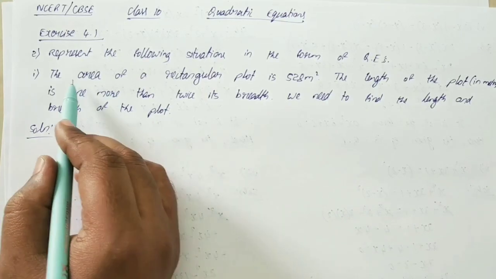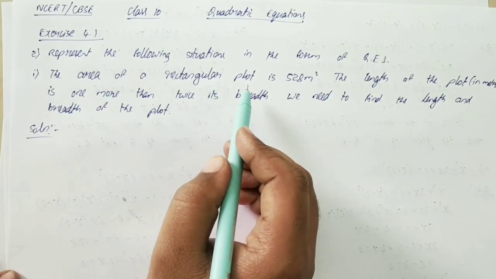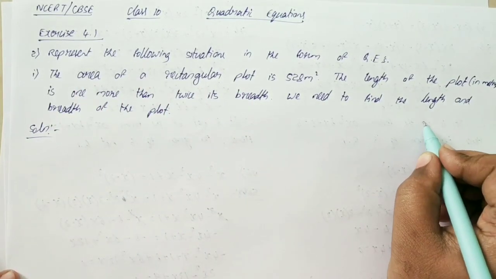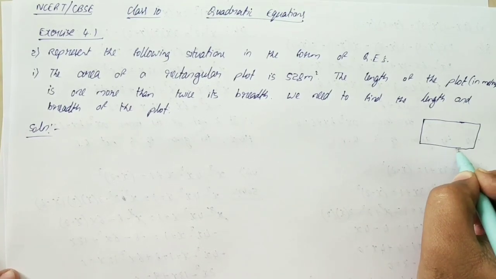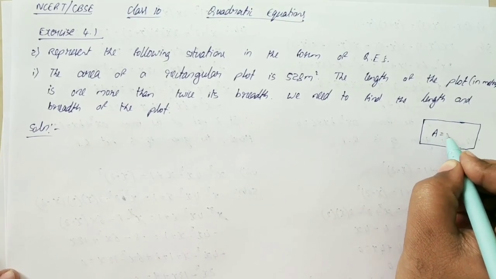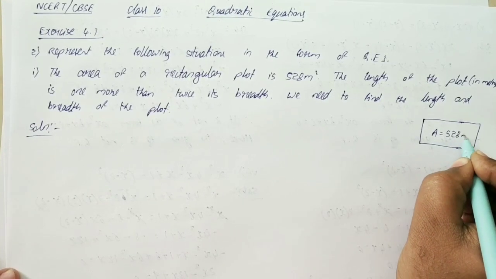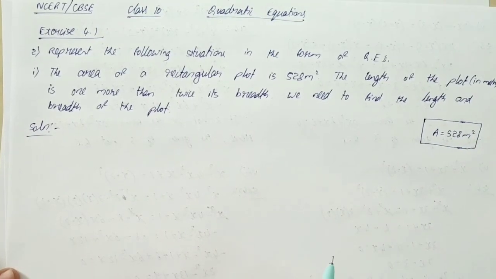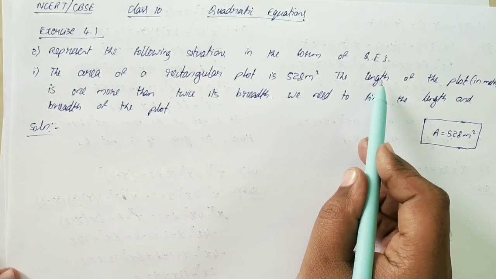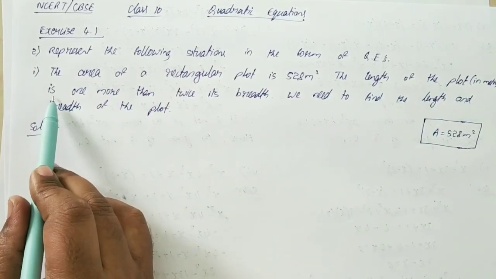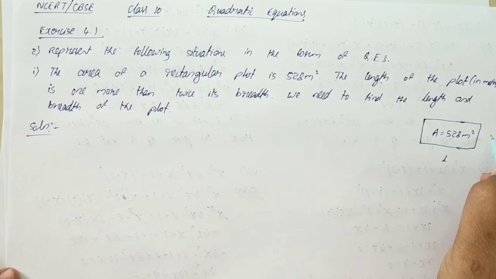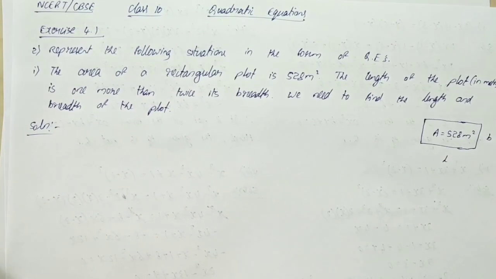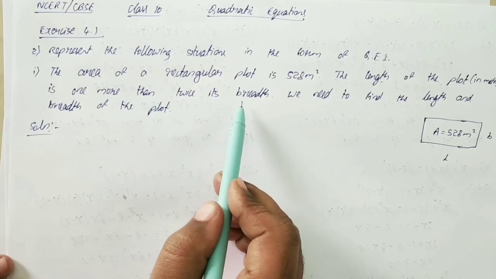So first statement, what they have given: the area of the rectangular plot is 528 meter square. So let us assume this is a rectangular plot. The area of this rectangular plot is 528 meter square. The second statement: the length of the plot is one more than twice its breadth. So this is our length, and this is our breadth.